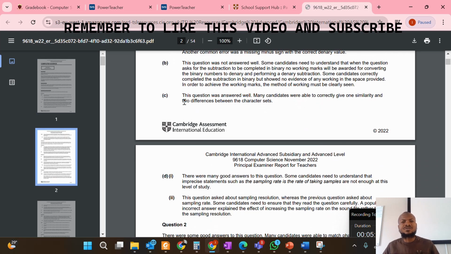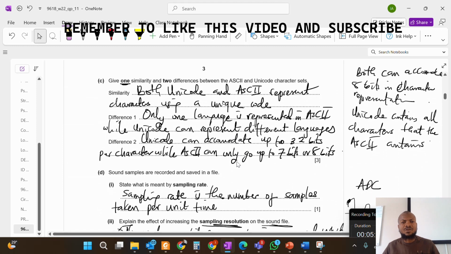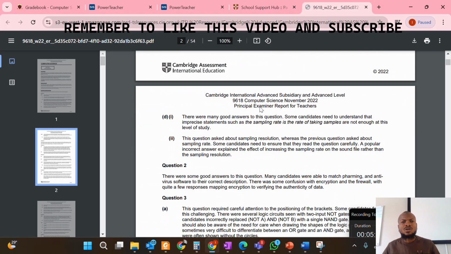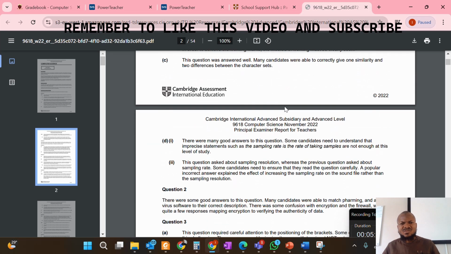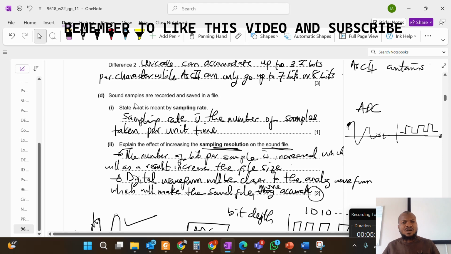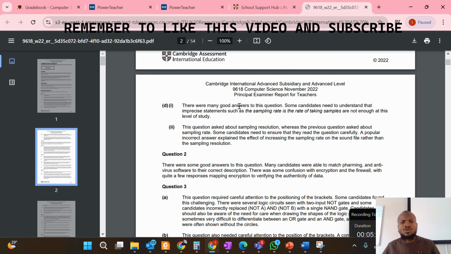Then for question 1c, the question was answered well, which is similarity and differences between ASCII and Unicode. So this was answered well. Then the next one, which is DI, which has to do with the sampling rate and sampling resolution. There were many good answers to this question. Some candidates need to understand that imprecise statements such as the sampling rate is the rate of taking samples are not enough at this level of study.